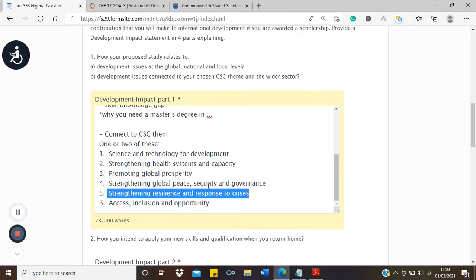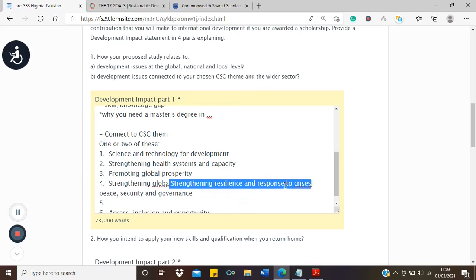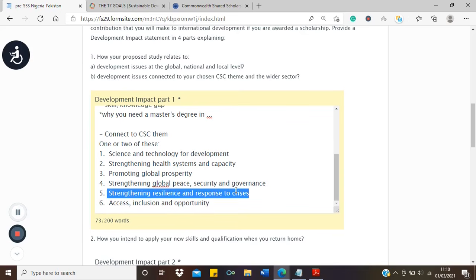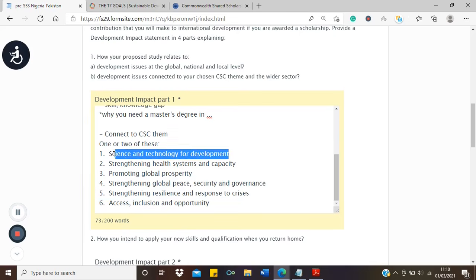So now I have about two of them. I have the resilience and response to crisis, and I also have security, governance, global peace. So just look for ways to connect these things to the issues you brought initially. Could also talk about science and technology for development. So you're looking for new innovative technology for environmental cleanup. New innovative technology to help adapt or even mitigate environmental pollution. And this comes in as well.